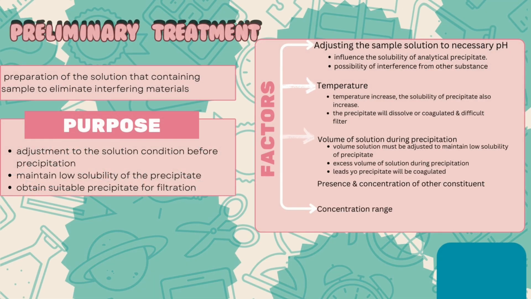Next, we move to preliminary treatment. This is the procedure to prepare a solution that contains the sample and to eliminate interfering materials. The purpose of this procedure is to adjust the solution condition before precipitation to maintain low solubility of the precipitate and obtain a suitable precipitate for filtration. First, we need to consider a few factors before preparing the solution, which is adjusting the sample solution to the necessary pH, temperature, volume of solution during precipitation, the presence and the concentration of other constituents, and lastly, concentration.